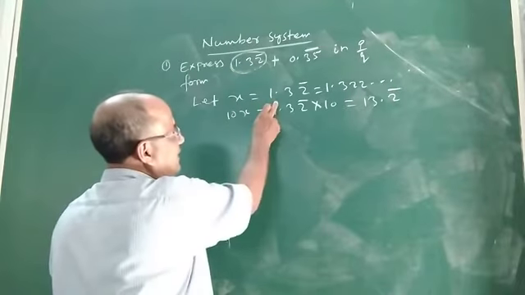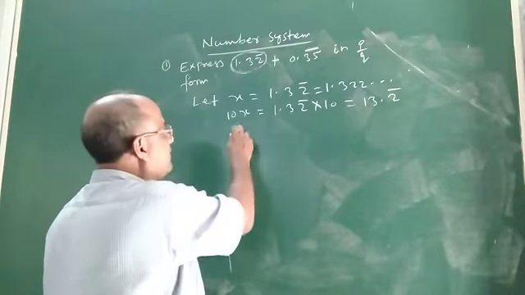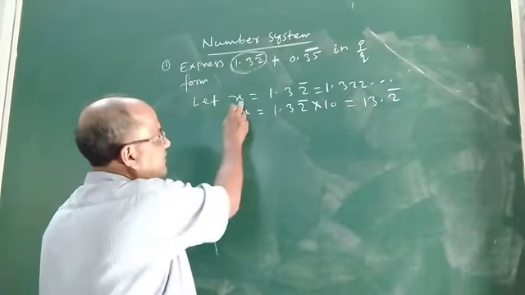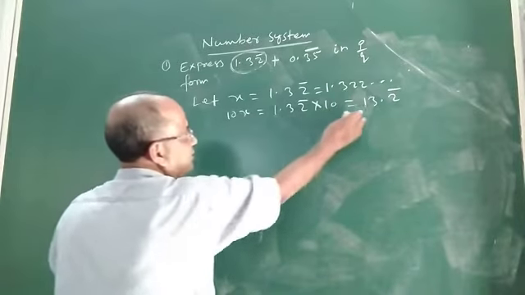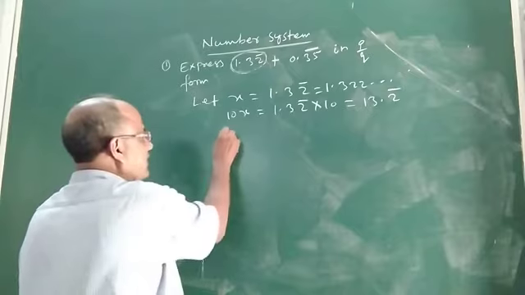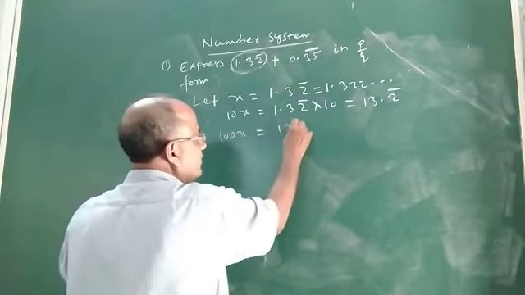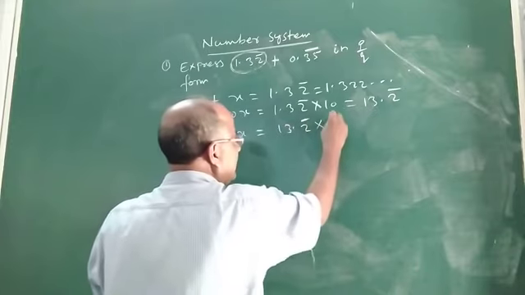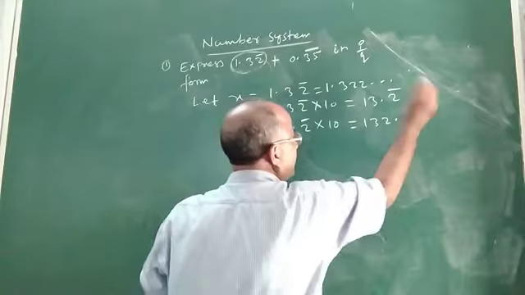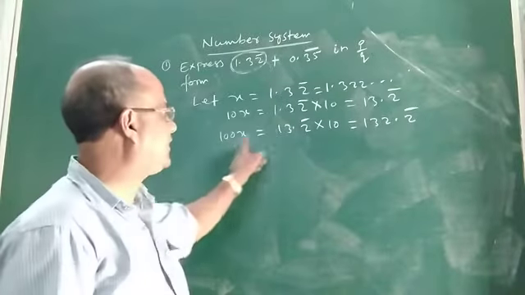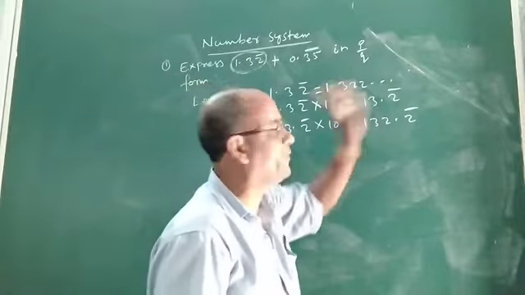Then you multiply by 10, because there is one repeating digit; first you multiply by 10, then again you multiply by 10. So 10x will be 1.32 bar into 10, which is 13.2 bar. Now again multiply by 10, so that it will be 100x. 100x will be 13.2 bar into 10, and it will be equal to 132.2 bar. Now 100x is 132.2 bar and 10x is 13.2 bar.